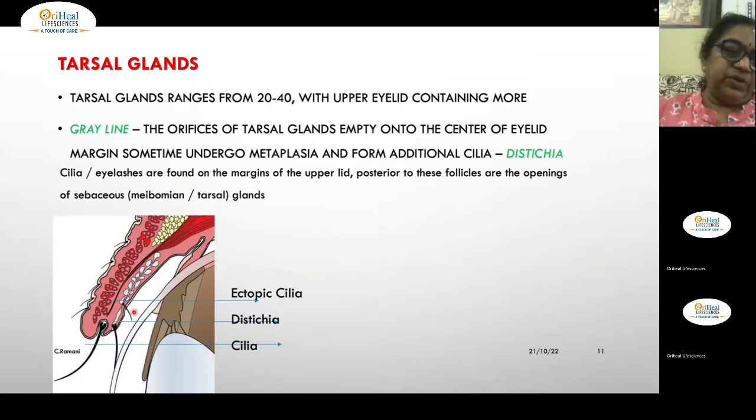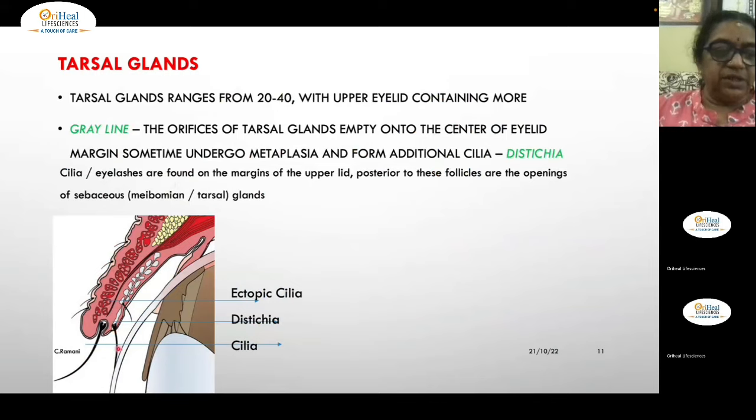This is a cross-section of the eyelid. You can see the cilia on the outside, and inside you can see the tarsal glands. You will find openings of these tarsal glands in the middle of the eyelid margin. These orifices form a gray line in the eyelid margin, and this gray line should be avoided whenever you take sutures on the eye to correct, for example, lacerations. You should be very careful not to include this gray line in the bite area.